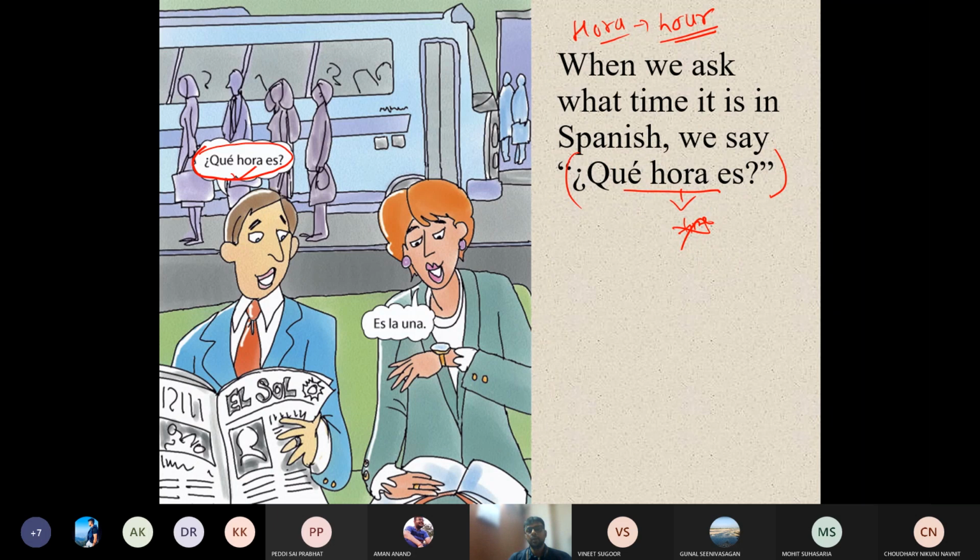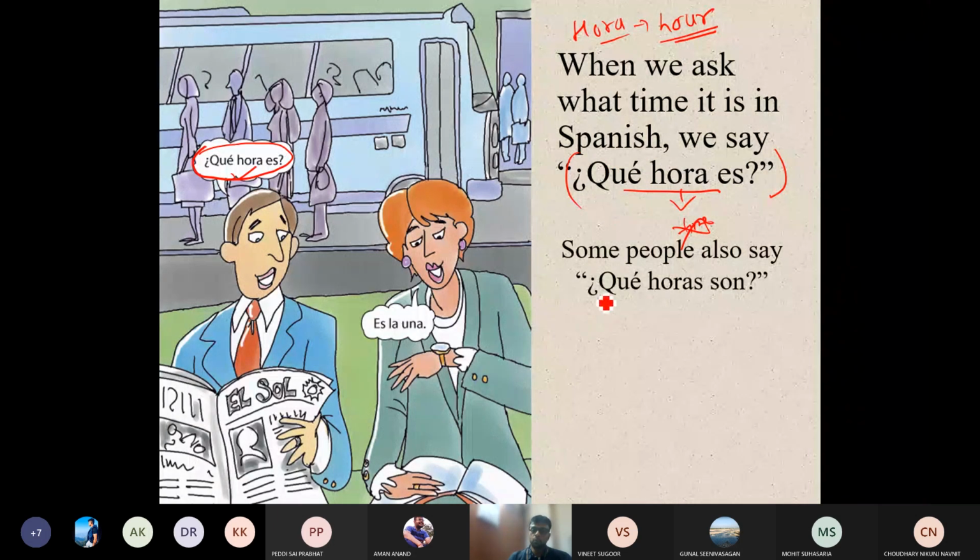The same expression can be made plural also, and that can be asked like this: ¿Qué horas son? So how does it become plural? The hour has become plural. That is why the verb conjugation of the verb ser has also become plural. So earlier it was es, now it is son. This is how it is happening, and so you can use either of these two expressions to ask the question.